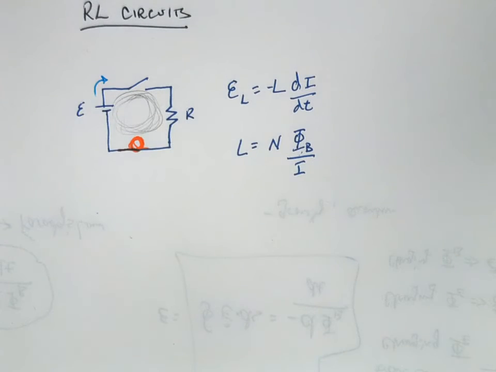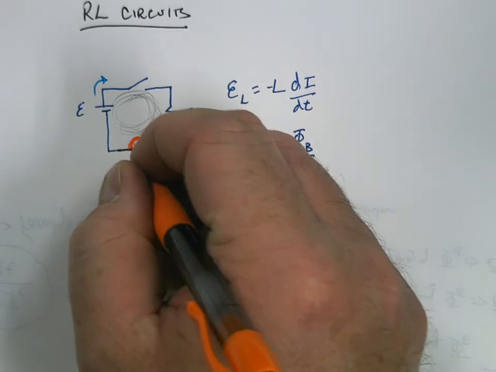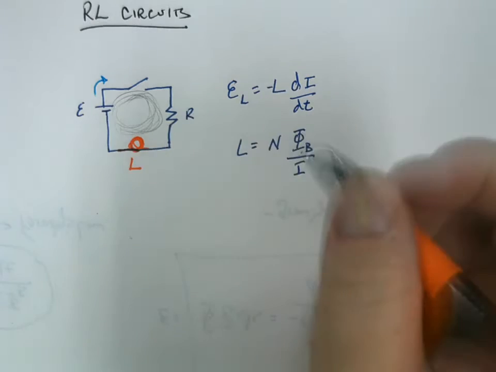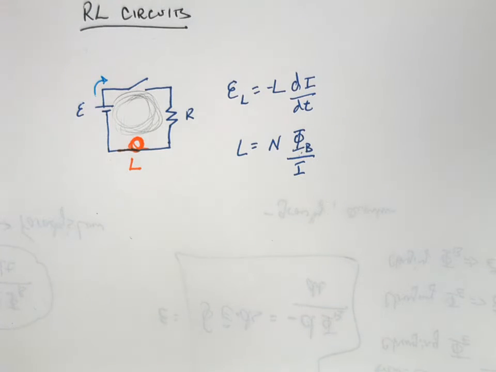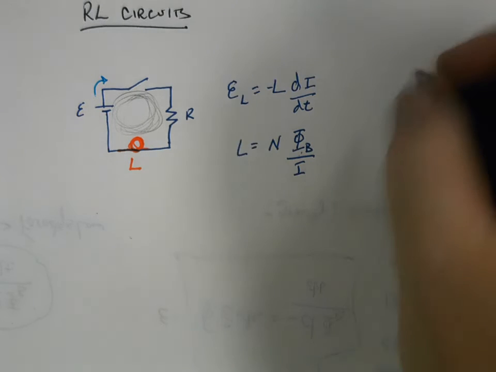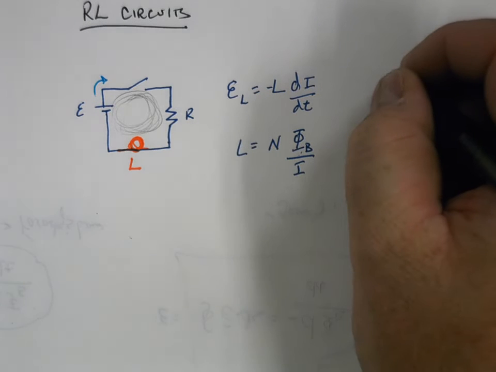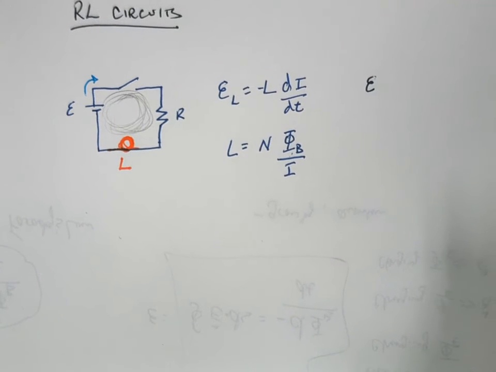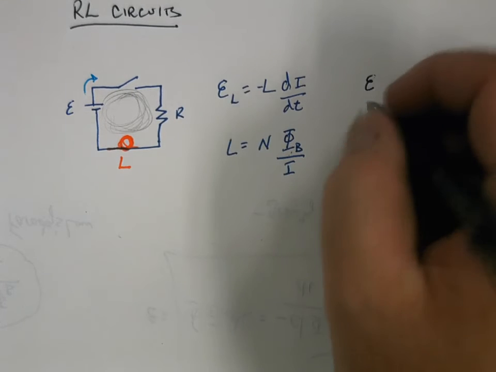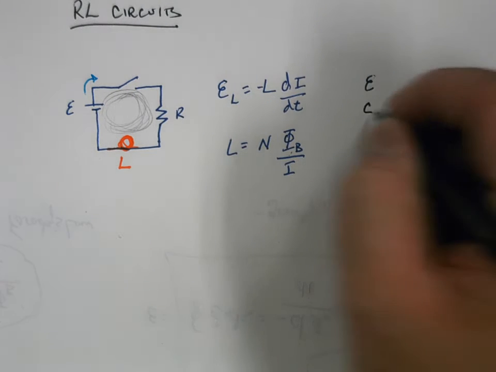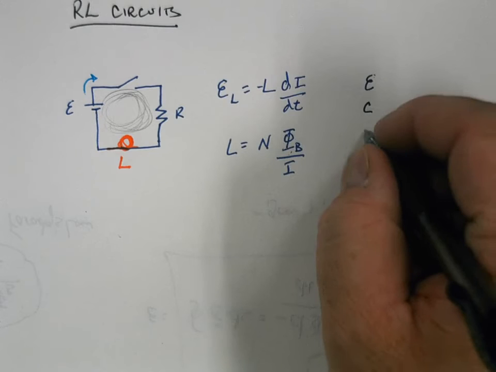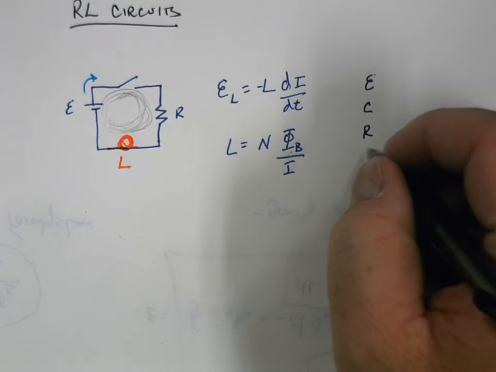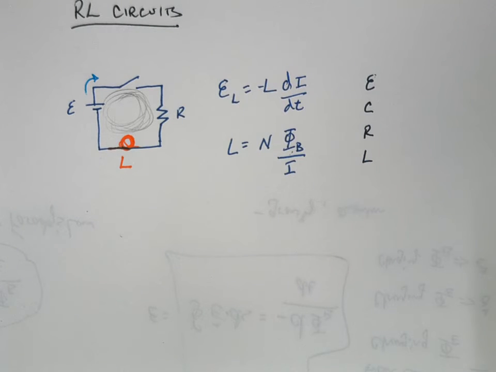So, this is our inductor, and we call this L. And so now we actually have a fourth circuit element. We have our voltage, we have a capacitor, we have a resistor, and now we have the inductor, which is called L.